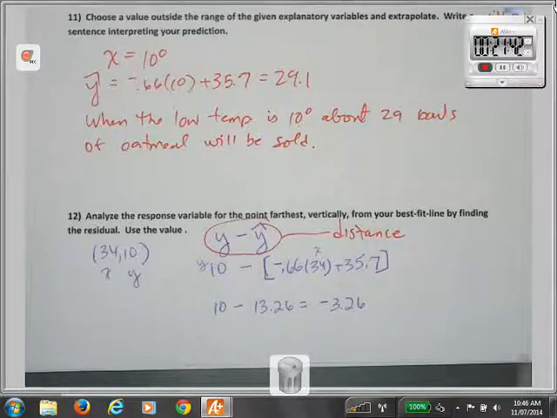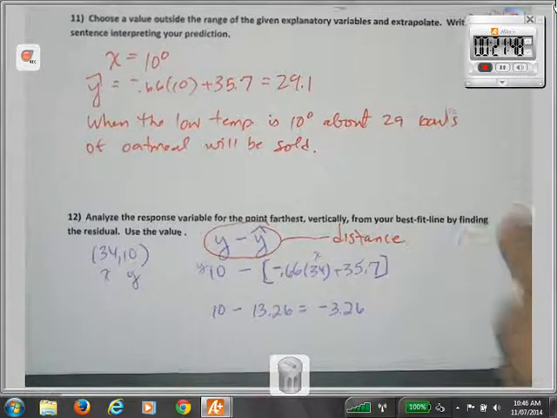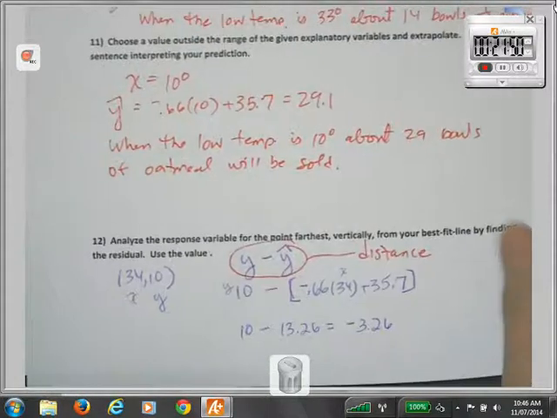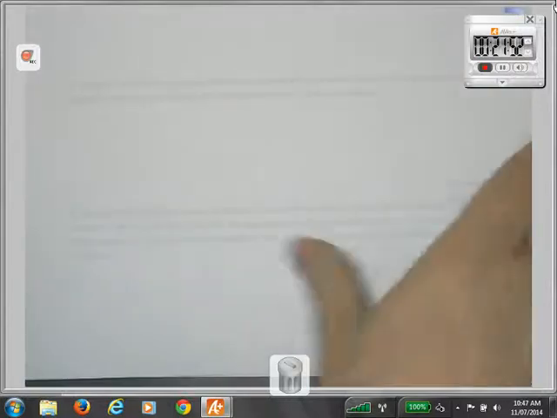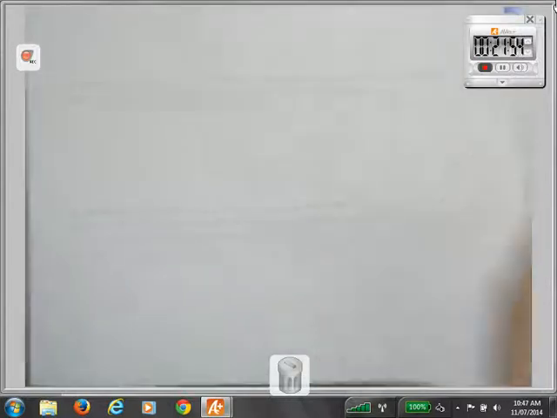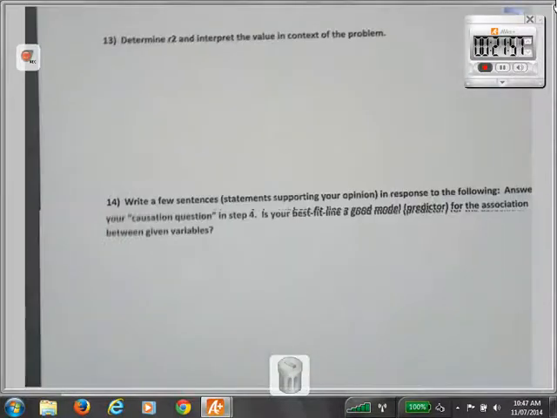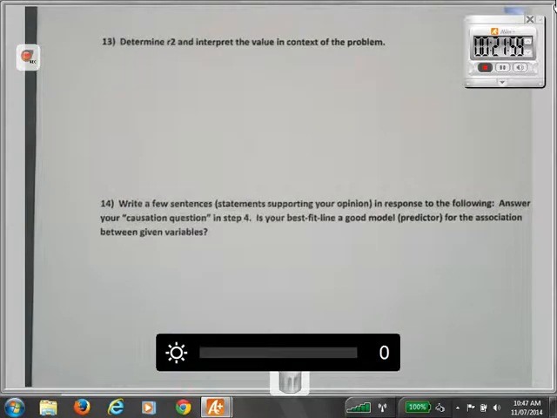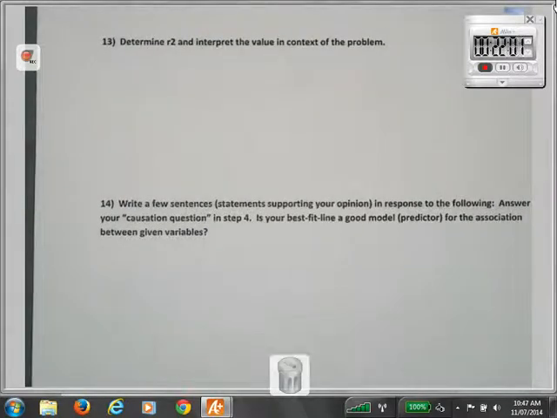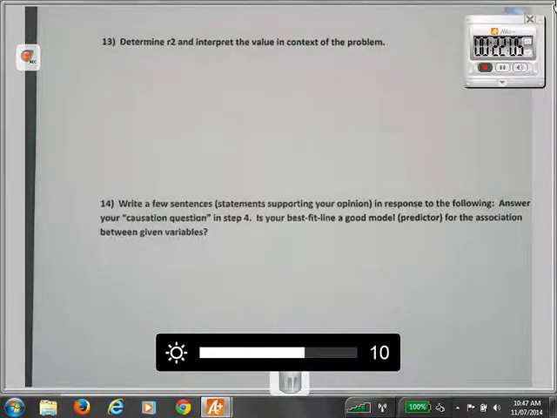All right, so in this particular case, you don't have to write a sentence. Do the math. All right, two more steps, guys. We're almost finished with this whole process. Yay. Okay.